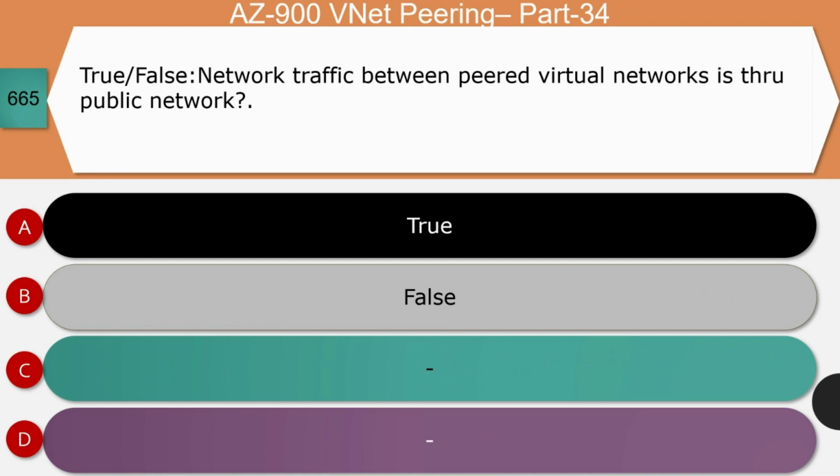Next question, true or false? Network traffic between paired virtual networks is through the public network. Is it true or false? The right answer for this question is option B, that is false. Let's see the reason. Network traffic between paired virtual networks is private, and it uses Microsoft Backbone to do communication.